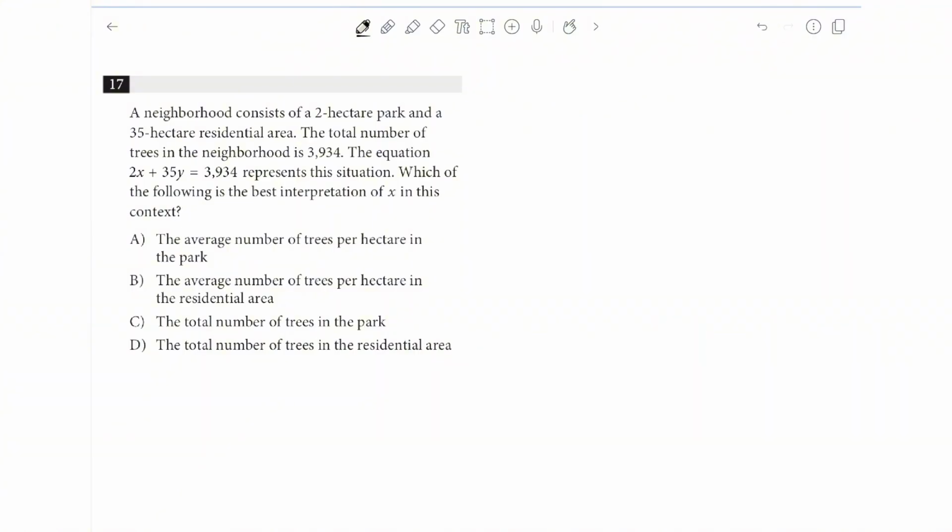Okay, so they're telling us 2-hectare parks and 35-hectare residential areas. So what does that tell us? The 2 must correspond to the x, and the 35 must correspond to the y, because when we add them up, or the total number, we get 3,934. Take a look at our answer choices here. The average number of trees per hectare in the park. Okay, that seems reasonable. The second one is talking about residential areas. We know that residential areas have something to do with 35, so that's going to be wrong.